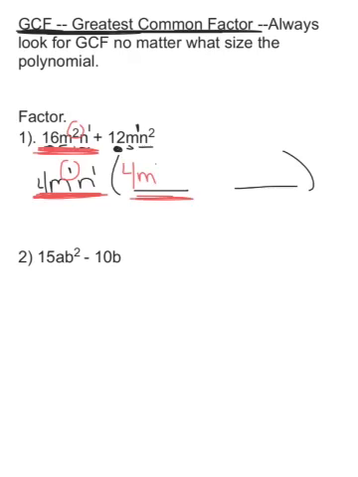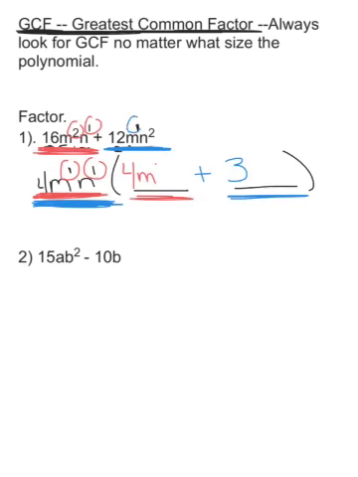Then we're going to look at our n's. So we have a 1 minus 1, which is 0, so no n's there. Then to get the second blank, we're going to look at the second term, and we're going to divide that by the greatest common factor. So 12 divided by 4 is 3, and that's a positive 3, so we're going to say plus 3.